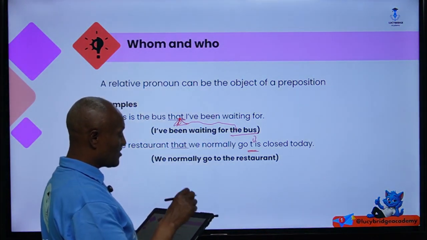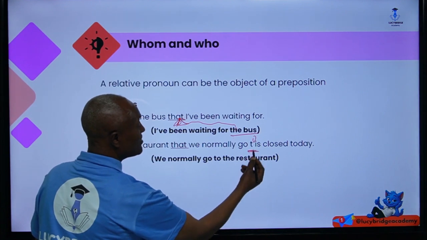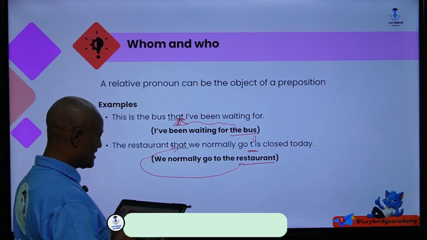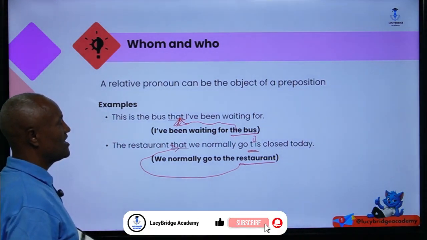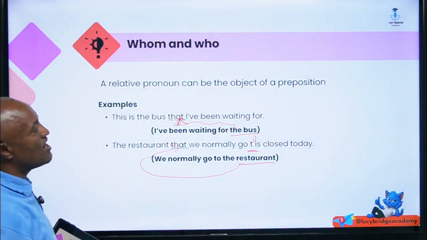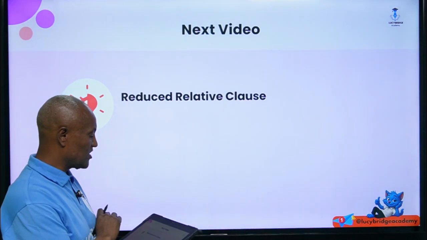A relative pronoun can be the object of a preposition. So we don't write the restaurant. The restaurant is already replaced by what? By that. This is what we have to remember. And then that is why we say that a relative pronoun can be the object of a preposition. This is what you have to remember.